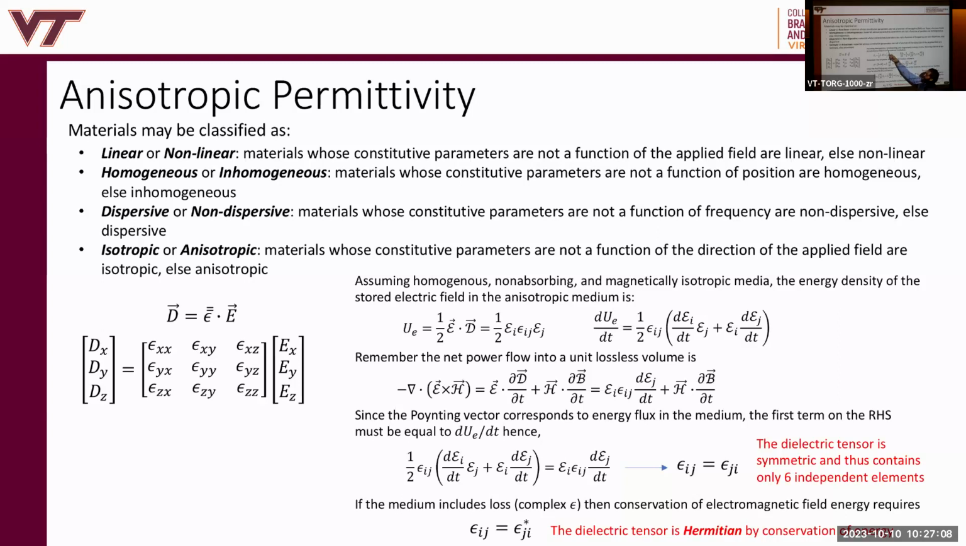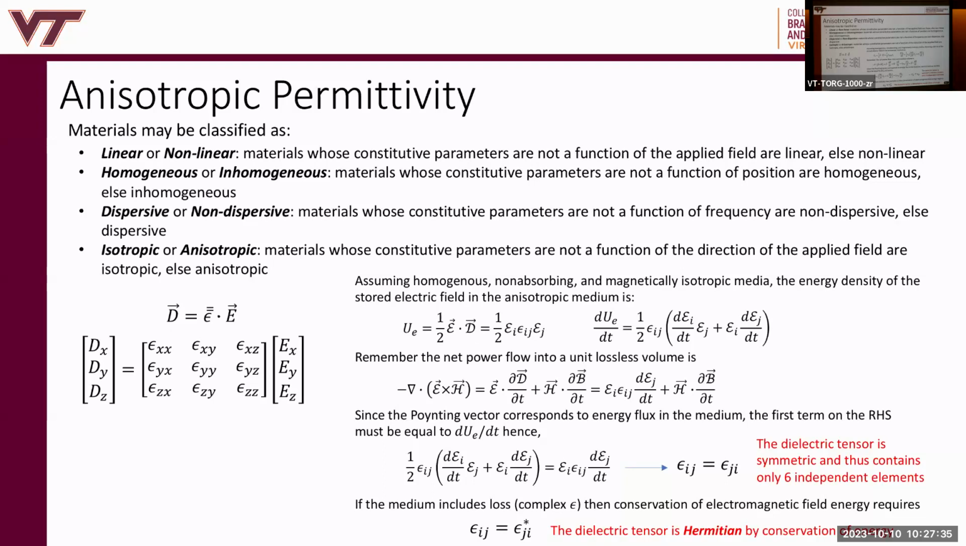Isotropic materials are those whose constitutive parameters are not a function of the direction of the applied field, the electric field. I could have epsilon equal to 1 for the vertical, so I'm traveling this way. The vertical component sees permittivity equal to, let's say, 2. The horizontal component sees permittivity equal to 3. That's an anisotropic media. A lot of interesting things happen when you impose anisotropy into your media.